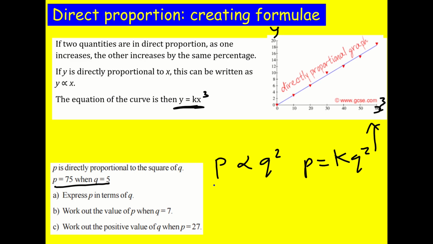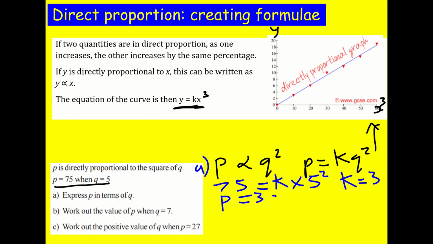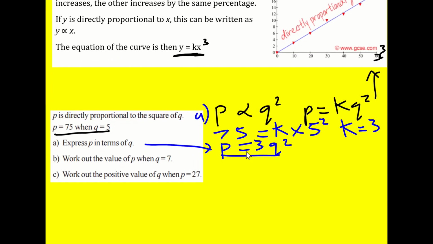So it must be that, this is part A, 75 is equal to K times 5 squared. This is 25. Then I can do 75 divided by 25, and that's going to give me K equals 3. And then my answer is going to be P equals 3Q squared. And I have expressed P in terms of Q. And once I've done that, I can make predictions or work out values given one value, because I've managed to get rid of K.